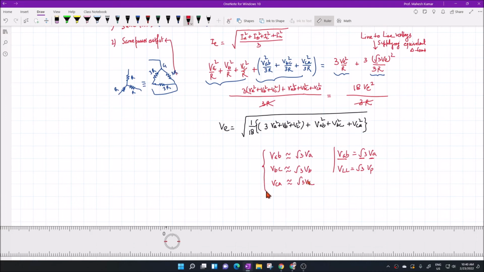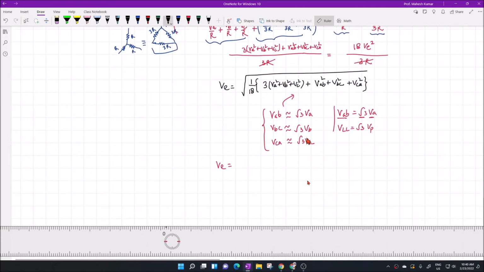If we use this approximation and simplify this, we will get VE as 1 by 18th. So this becomes 3 actually. 3VA square plus 3VB square plus 3VC square. So 3 plus 3 is 6. And 6 will cancel with this 18 as 3. Okay. Then this term becomes VA square plus VB square plus VC square by 3 and square root.